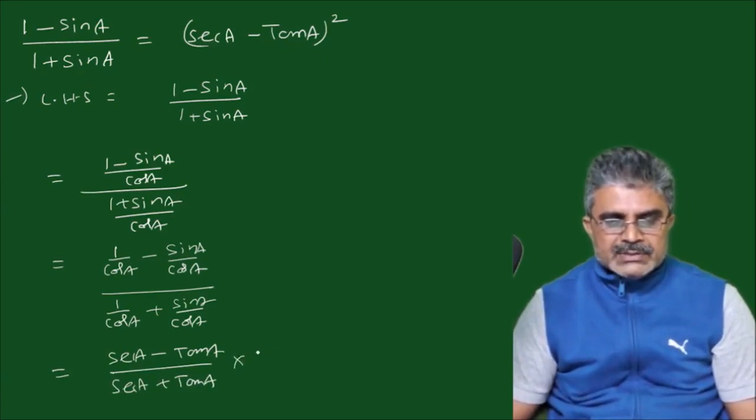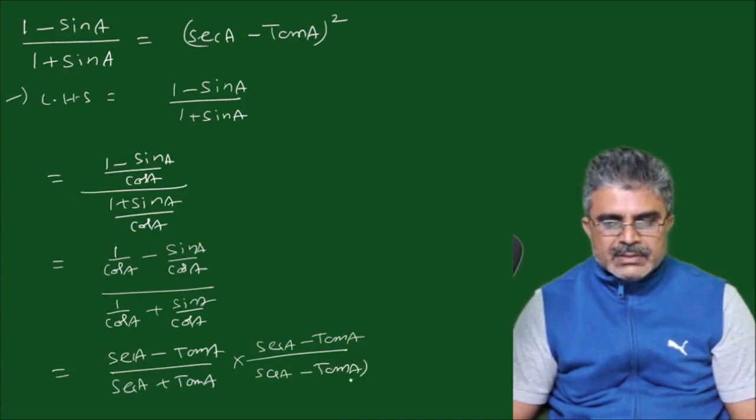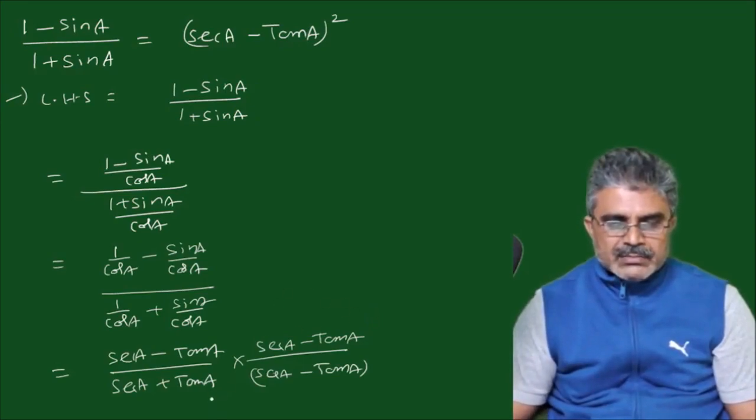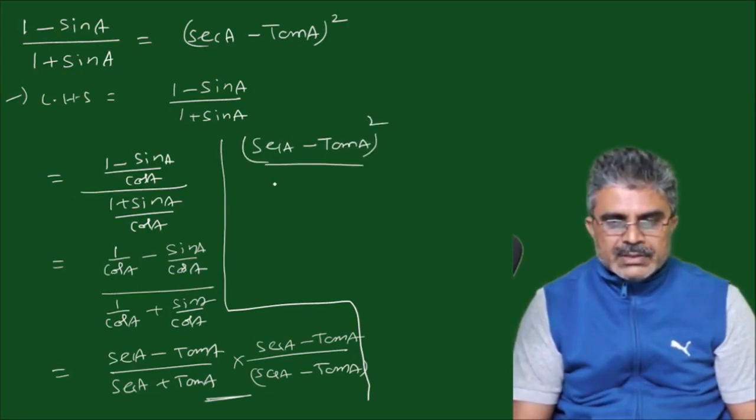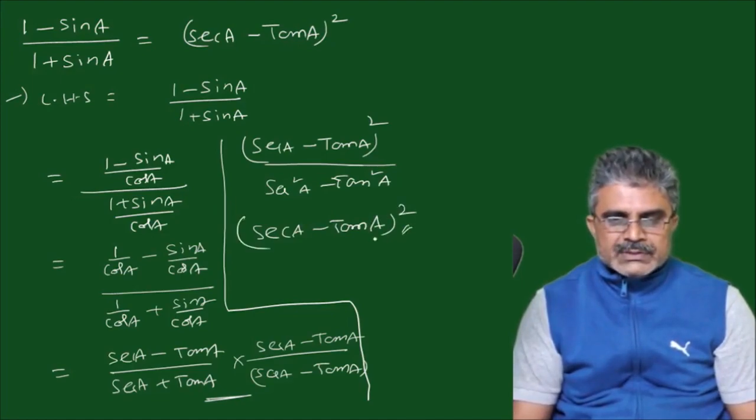Now I want to multiply this expression with secant A minus tan A by secant A minus tan A, because this is the inverse of the secant A plus tan A. So from this I can multiply these two. So you will get secant A minus tan A whole square in the numerator, and the denominator you have secant square A minus tan square A, which constitutes 1 from the identities. So you will have only secant A minus tan A whole square. That's it. That is the RHS.